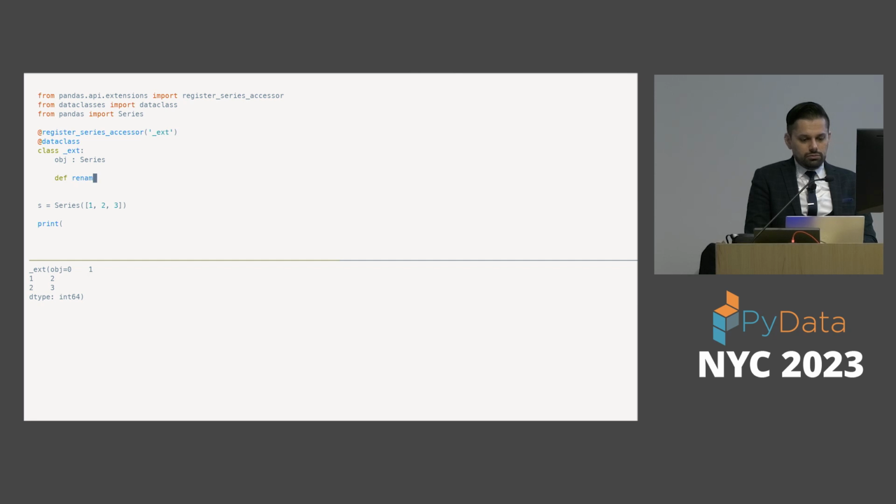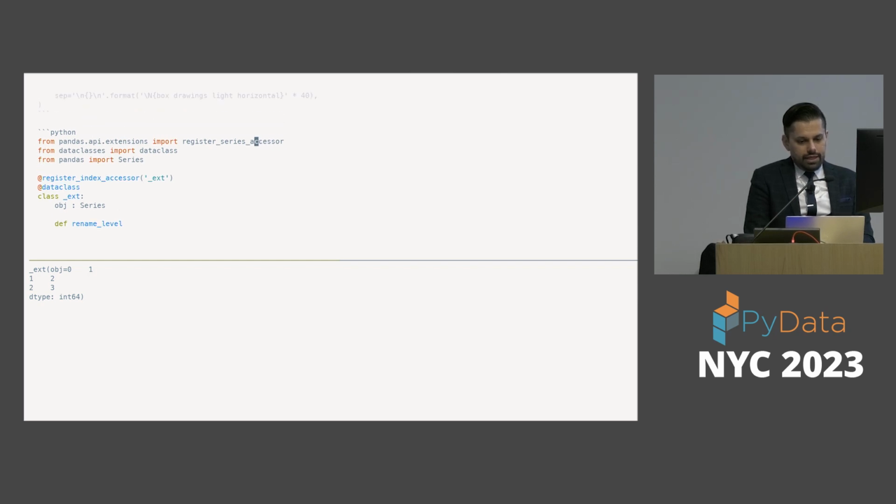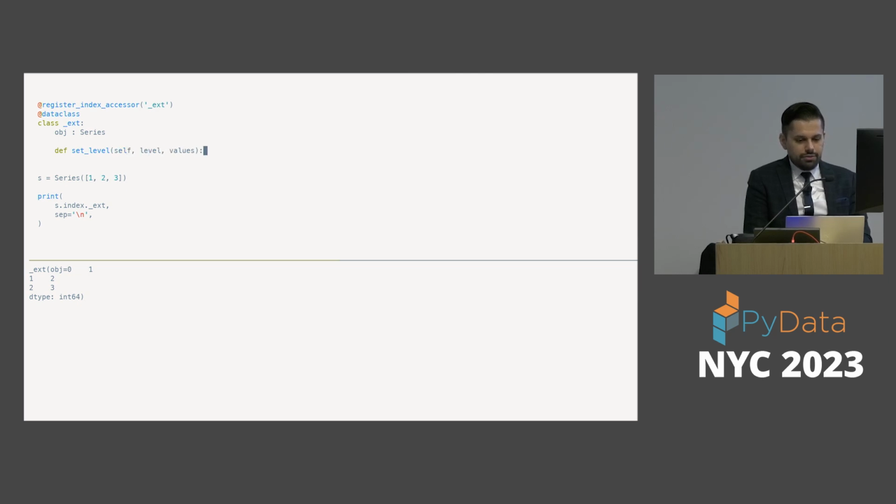So if this is an index accessor, like that. Of course, this won't work anymore. This has to go on the index. We might do something like set level. And here, we'll take the name of the level and the values.